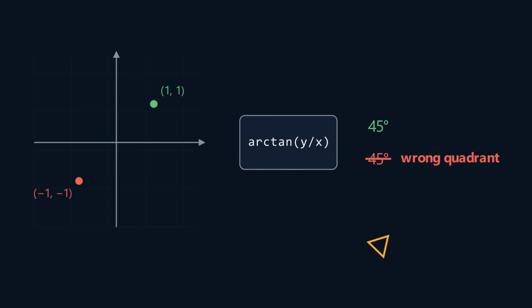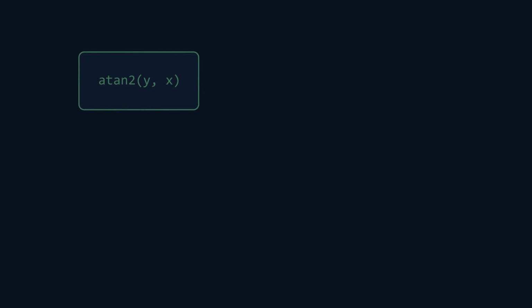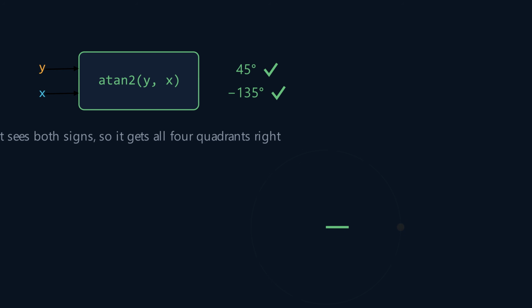It guesses, and half the time it is 180 degrees wrong. Which is why nearly every programming language has a second function called atan2. You hand it the y and the x separately instead of pre-divided, so it can see both signs and give you the correct angle in all 4 quadrants. If you have ever made anything on a screen point towards something else, you have used it.